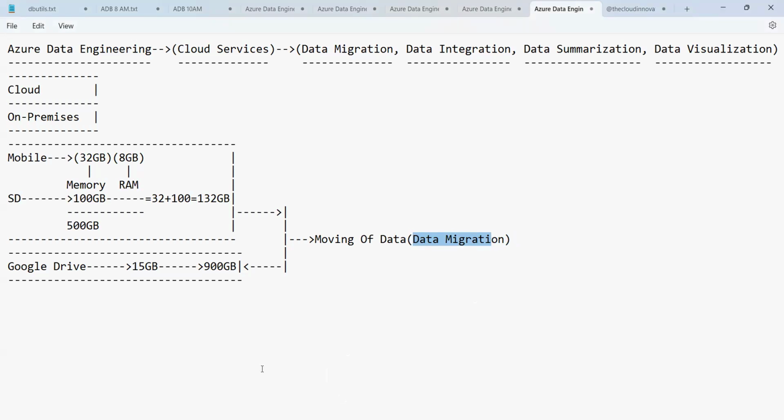What is data migration, guys? Yes? Hello? The next one is, guys. So we have already done with the data migration. And the next one, what is it, guys?